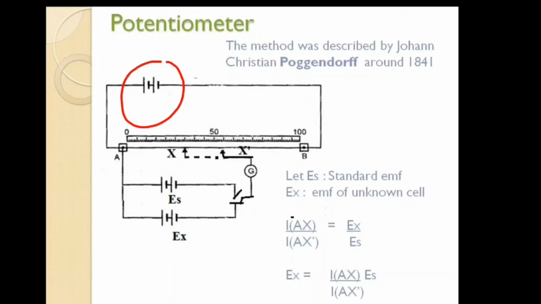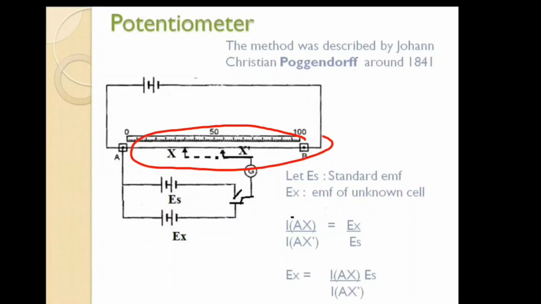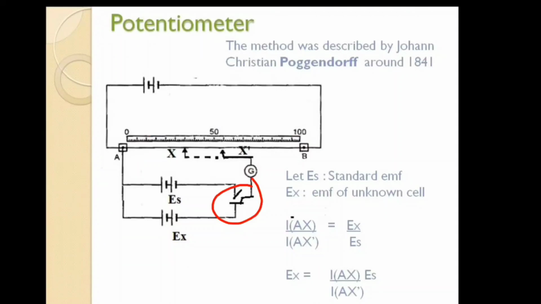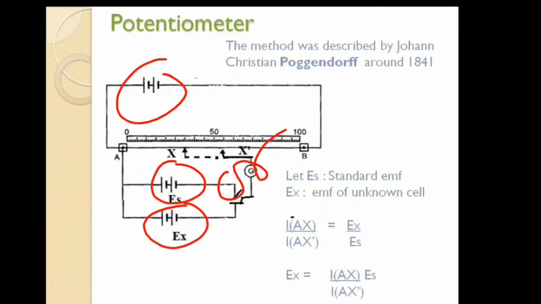Now suppose this is a standard battery. This is a battery whose EMF is known to us, and this is the battery of which we have to determine the EMF. This is a high resistance wire AB, and this is the key. This is the galvanometer. As I told you, the principle is that whenever an EMF is opposed by an external EMF, then no current flows through the circuit.